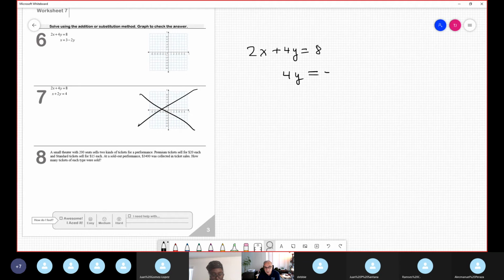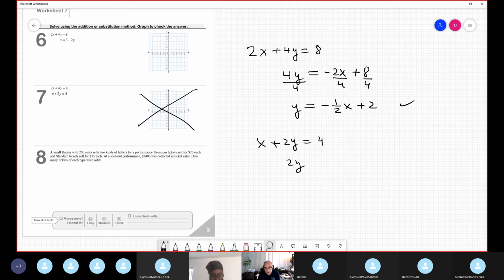4y equals minus 2x plus 8. Divided by 4, y is equal to negative 1/2 x plus 2, when you reduce to lowest terms. Okay, no problem. Now let's do the second. The second is x plus 2y equals 4. So for y again, 2y is equal to minus x plus 4. Divided by 2, y alone is equal to negative 1/2 x plus 2. Do you see that they are identical?